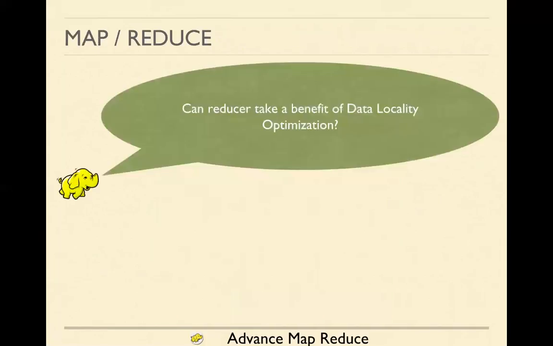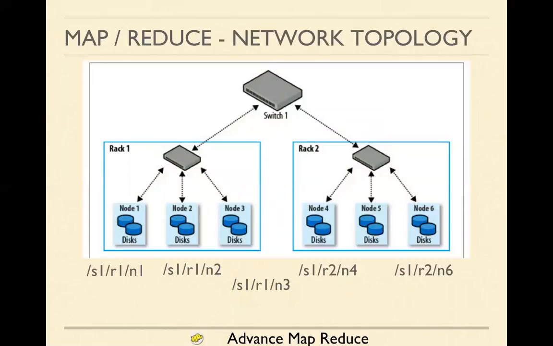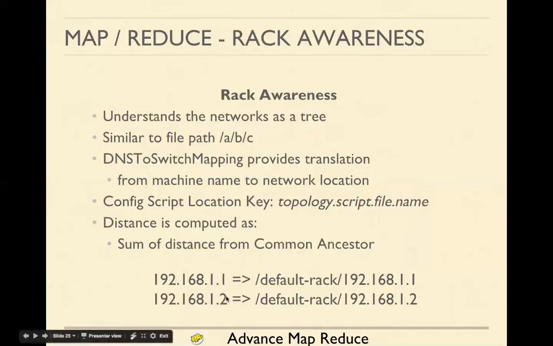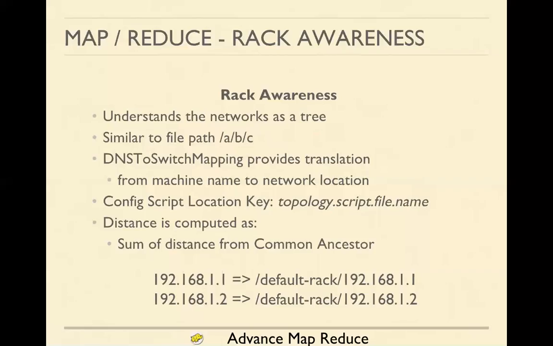And how do we do this? By translating the IP address into the folder structure, like this. By creating a script file which will translate the IP address into a folder structure. Once the folder structure is ready, Hadoop can find the distance between the nodes and accordingly tries to optimize the data transfer.